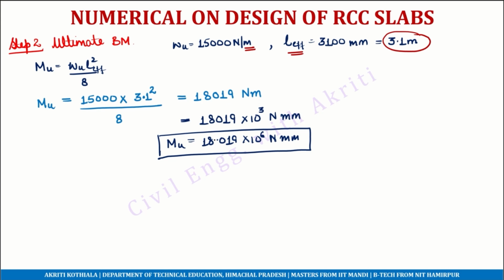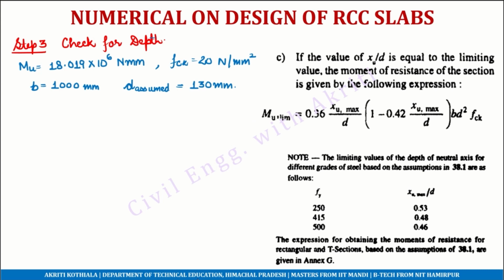Now we have to check for the depth of the slab which we have provided. So the next step is check for depth. Just like in beams, the steps almost match with a slight difference here and there in slabs. When we check for depth, again we will be referring to annexure G, and the formula is 0.36 xu max by d, whole into 1 minus 0.42 xu max by d, whole bracket, b d square fck.